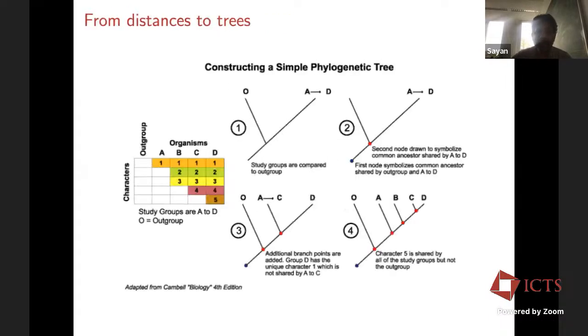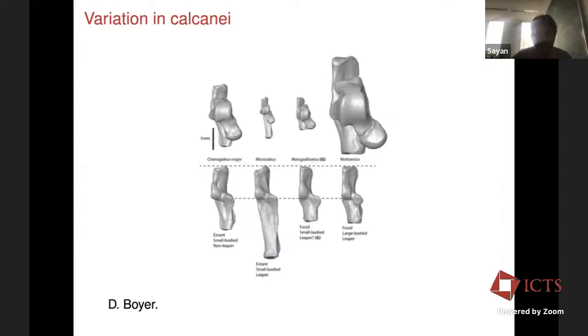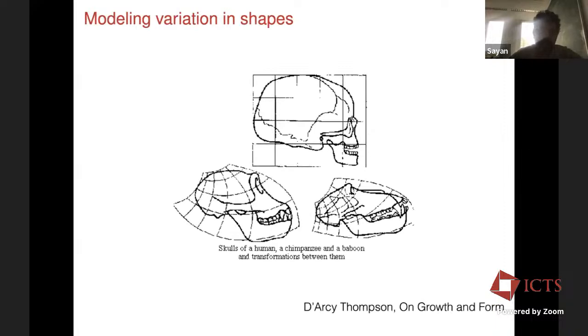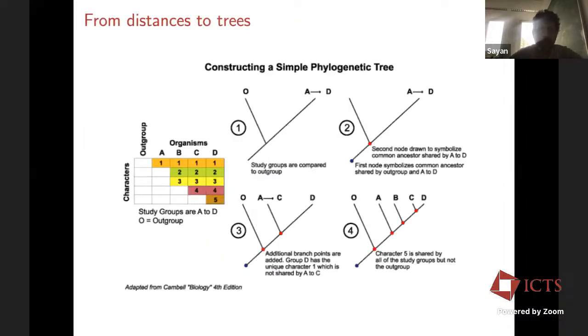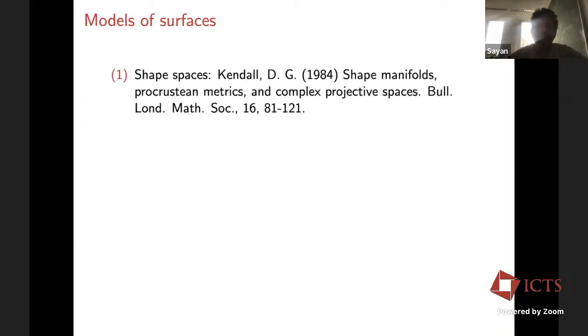Okay. So one of my colleagues studies variation in bones, but we'll talk about other things like that. Sorry, wrong direction. And one of the things they want to do with these is generate phylogenetic trees, but we'll skip that for now. Okay.